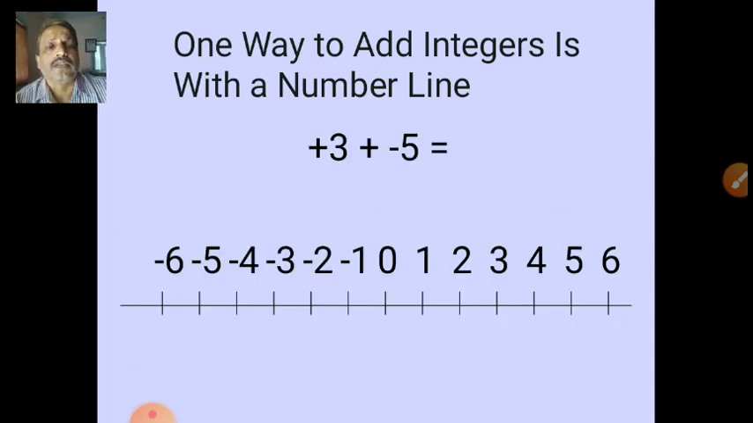Let's see, plus 3 plus minus 5. One way to add integers is with a number line. Number line is here. First of all, we have to move plus 3. Which side do we have to go? Yes, right side. How many steps? 3 steps. So we will reach 3.